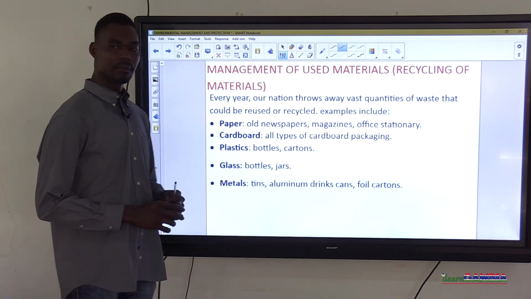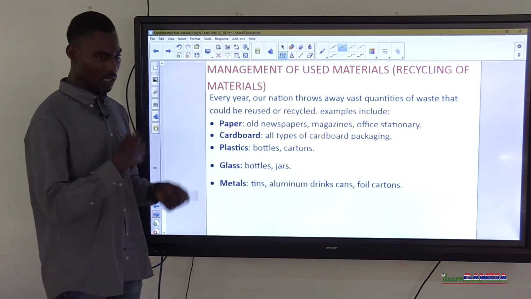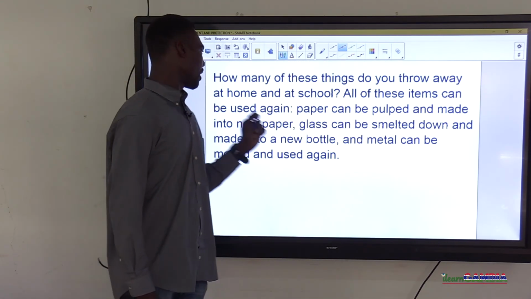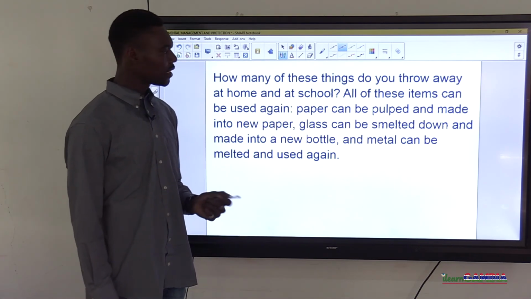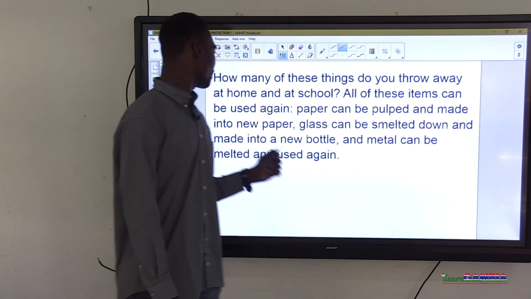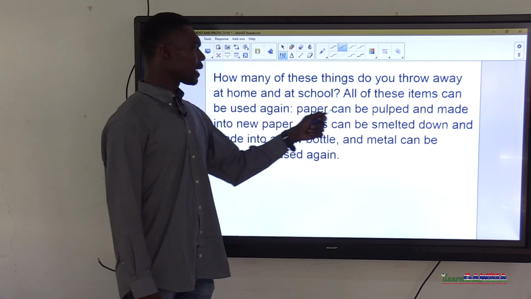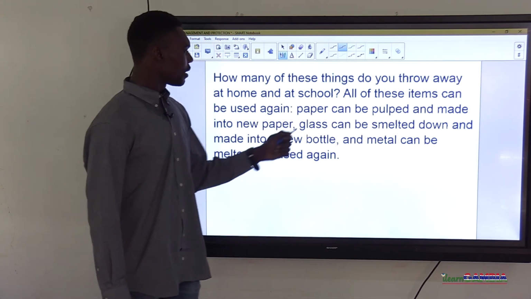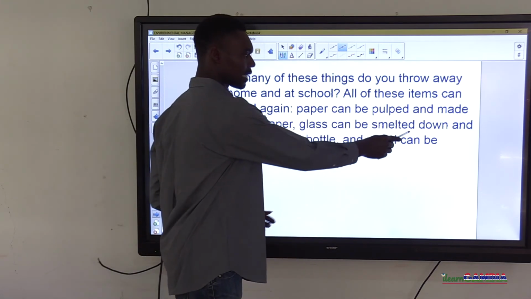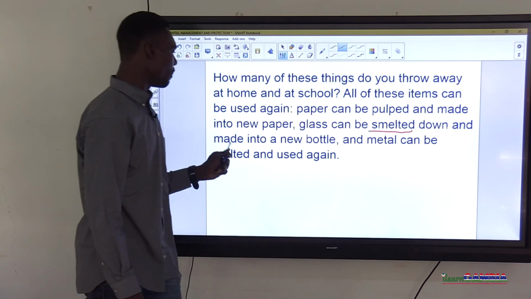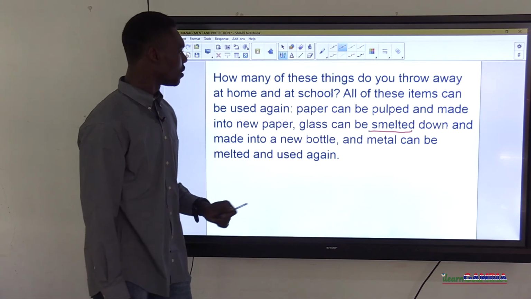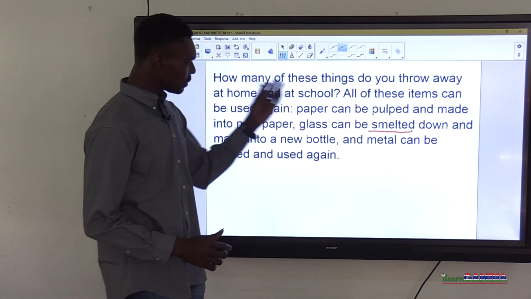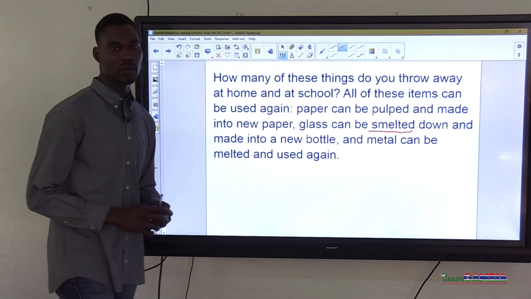Instead, we can manage them by using them again. That is called recycling. How many of these things do you throw away at home and at school? I guess it's too many. All of these items can be used again. Paper can be pulped and made into new paper. Glass can be smelted down and made into a new bottle. And metal can be melted and used again. So this process is called recycling.